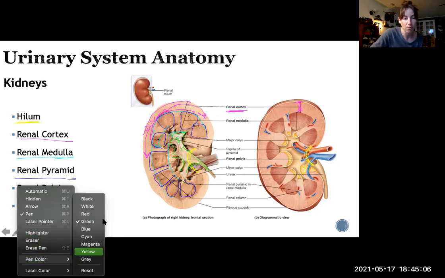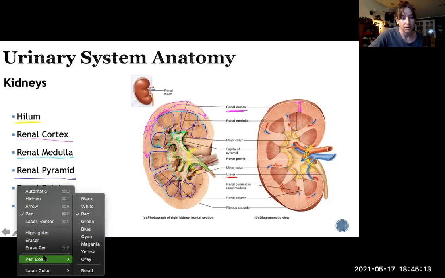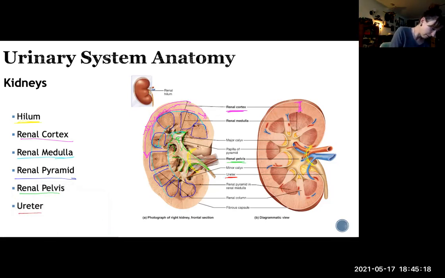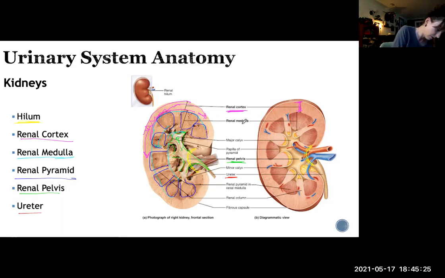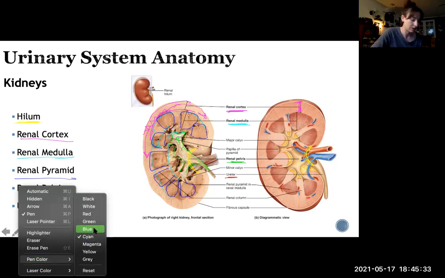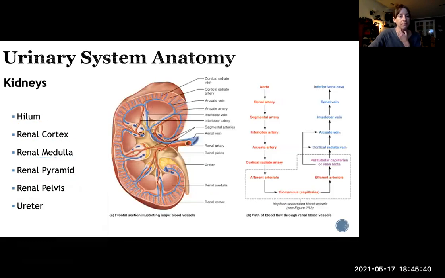Okay, so I have one more color. Here we go. The ureter. Okay, let me pick up the slack here, Ashley. Renal medulla, cortex, pyramid, pelvis, and ureter. Okay, all color-coded and nice.